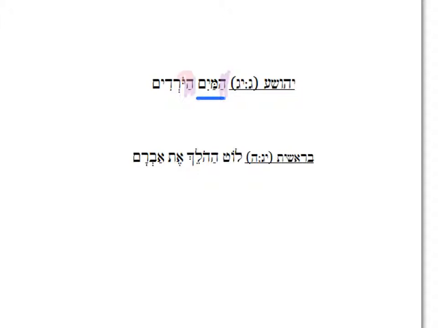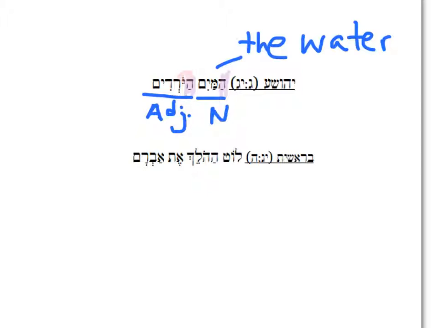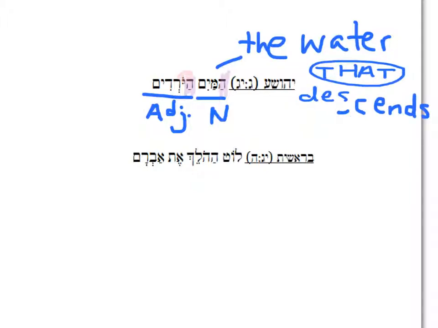Okay, so my first word is going to be my noun, and my second word is going to be my adjective. Okay, so hamayim, right? Mayim is plural in Hebrew. It's the im suffix, right? Yordim is plural, right? So it matches in gender and number. So hamayim is the water. And water is inanimate, so it gets a that. If you wrote who, it'd be acceptable, but that is more precise. The water that, what's yordim, that descends.